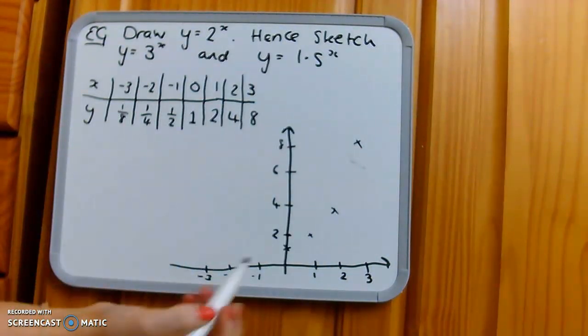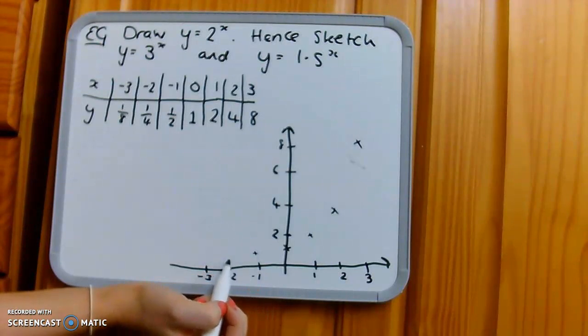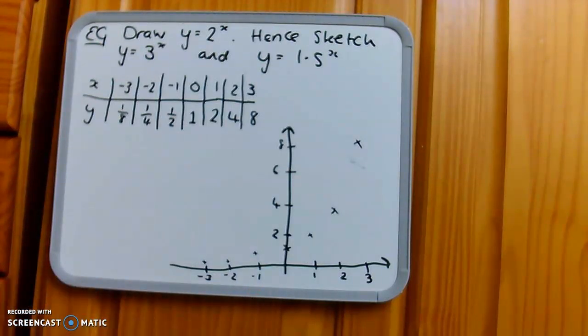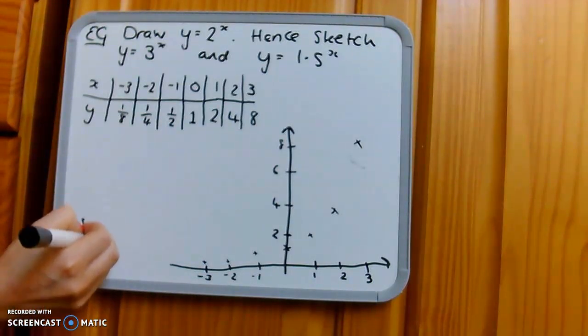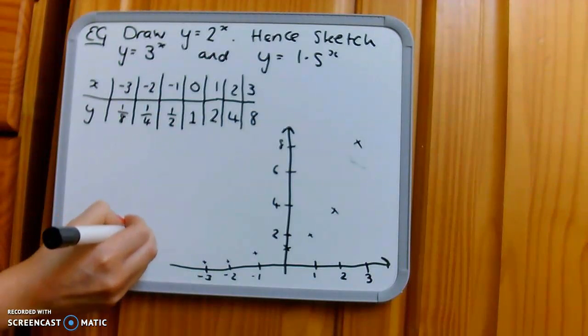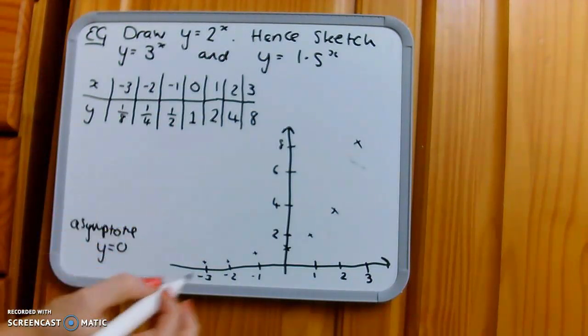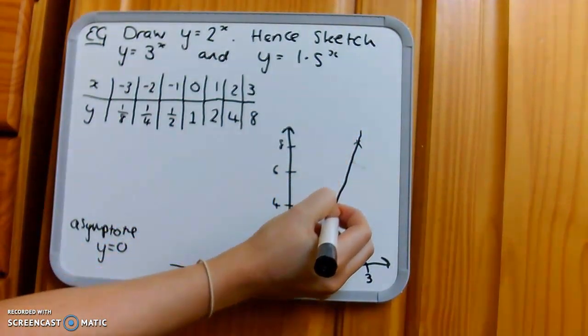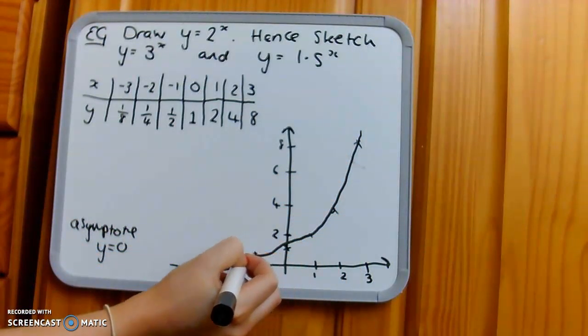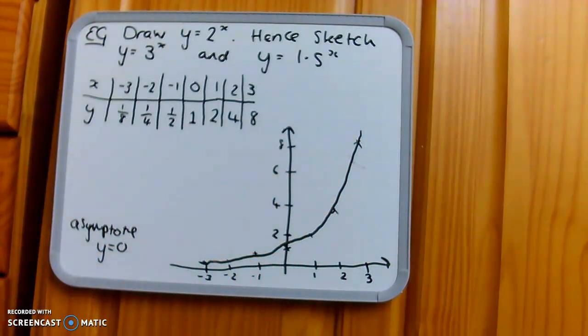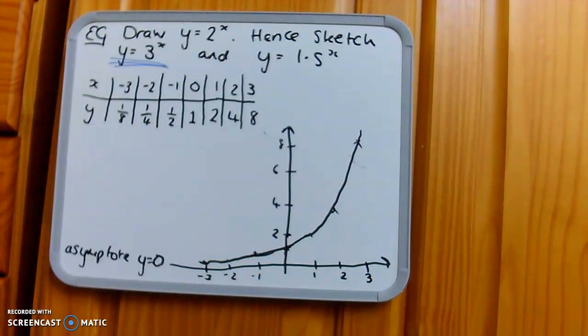Okay, now going backwards, I'm going to get closer and closer to 0. Now, it's never, ever, ever going to touch 0. So what we have is an asymptote on the line y equals 0, or the x-axis. Now, if we draw those with a nice smooth curve, we should get that classic exponential type graph. Okay, so now we need to go on to the sketching part.